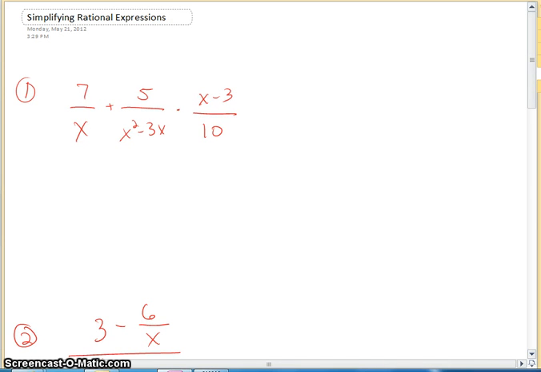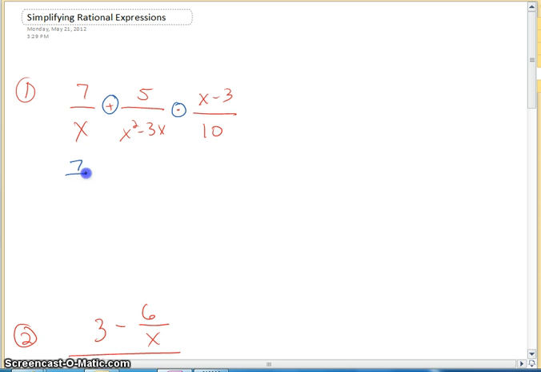This video is about simplifying rational expressions, and really to do this well you have to know how to work with fractions. You have to know the operations, how to add with them, how to subtract, how to multiply, and how to divide. As long as you know that, you're fine. So for example, in number 1, I have to know, am I going to add first or am I going to multiply first?